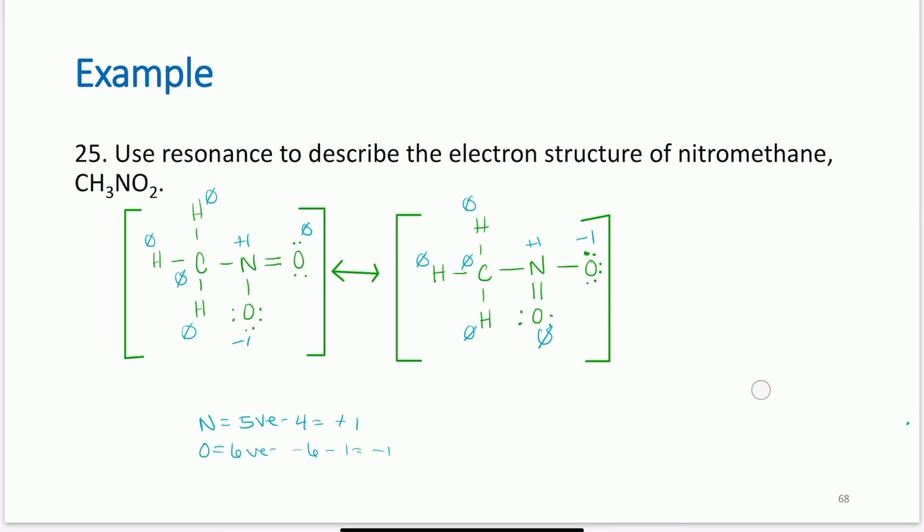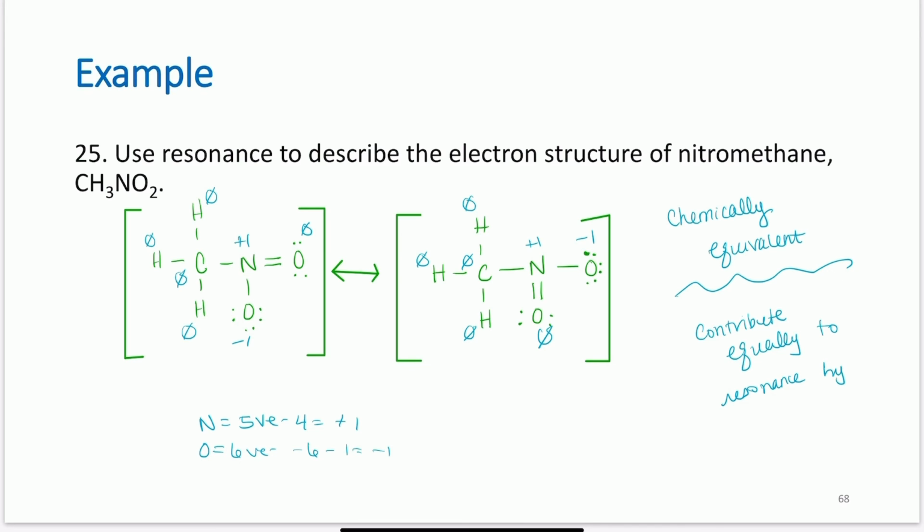It will be one of these two structures, which are equivalent. These structures are chemically equivalent. Or you can say they contribute equally to the resonance hybrid. They both have overall nitrogen with a +1 charge, one oxygen with a -1. The oxygens are equivalent. These both contribute equally to the overall structure.